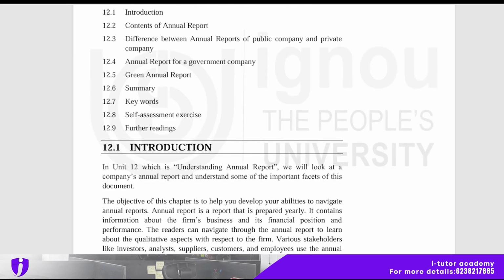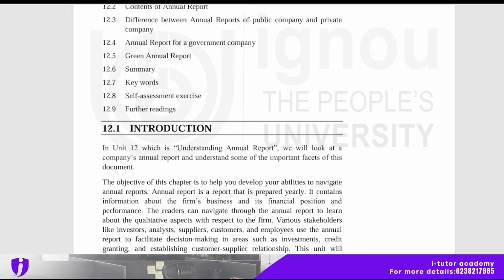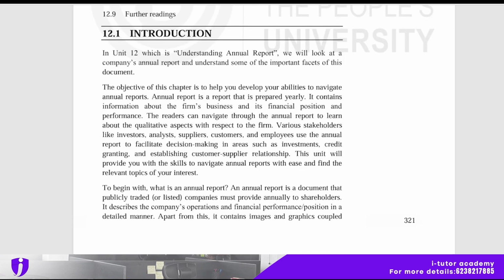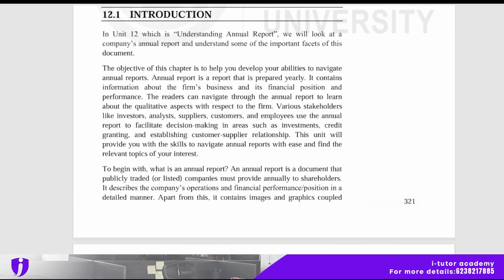And the structure of this unit is: the introduction part, content of annual report, difference between annual report of public company and private company, annual report for a government company, green annual report, summary, keywords, and self-assessment exercise also. So let's begin with the introduction part. In Unit 12, which is Understanding Annual Report, we will look at a company's annual report and understand some of the important phases of this document.